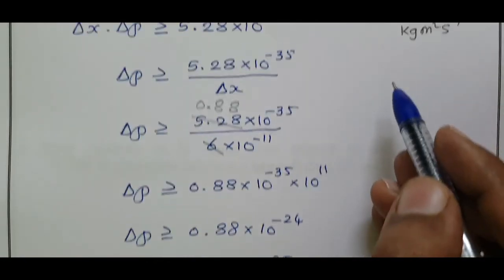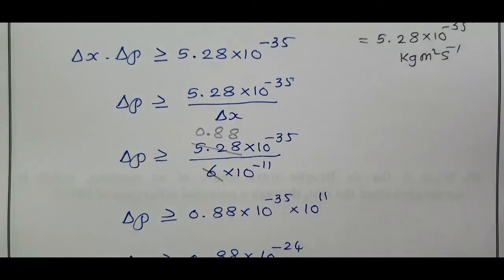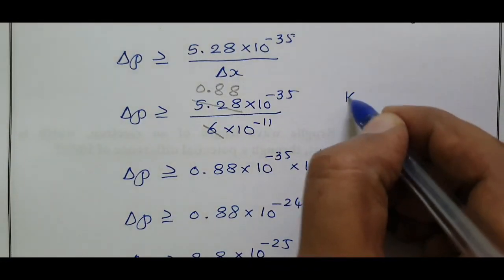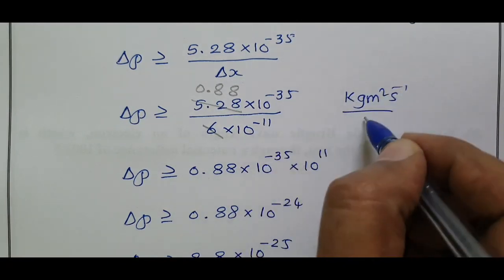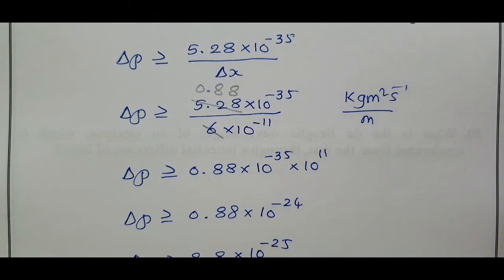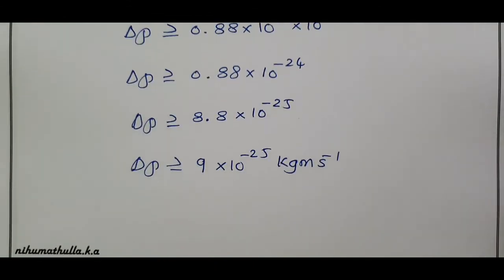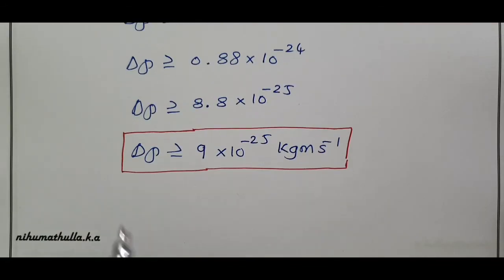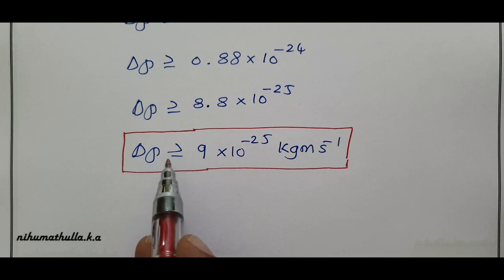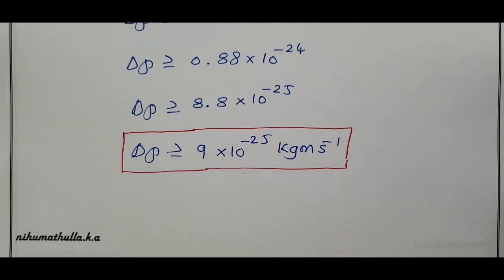Here kilogram meter squared second power minus 1 is our numerator, and delta x is meter, so 1 meter gets cancelled. Therefore, the unit is kilogram meter second power minus 1. Therefore, uncertainty in momentum delta p is greater than or equal to 9 into 10 power minus 25 kilogram meter second power minus 1.